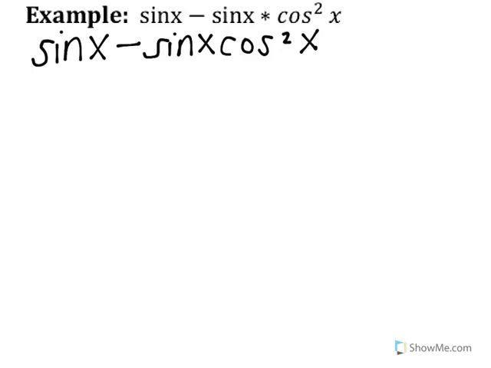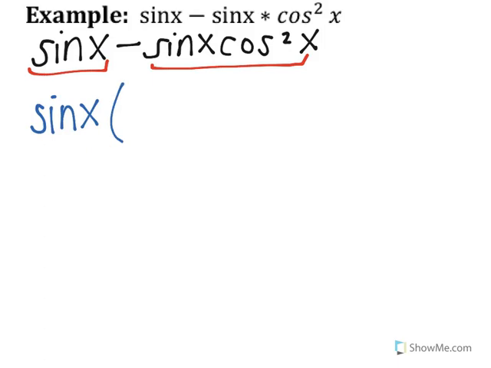So nothing's really ringing a bell here. Everything is already in terms of sine and cosine. So my next thing I'm going to do is say, what do both of these have in common? What do each of the two terms that we have here, sine of x and sine of x times cosine squared, have in common? Both contain a sine. So just like if this were algebra, I can factor out a sine in front.